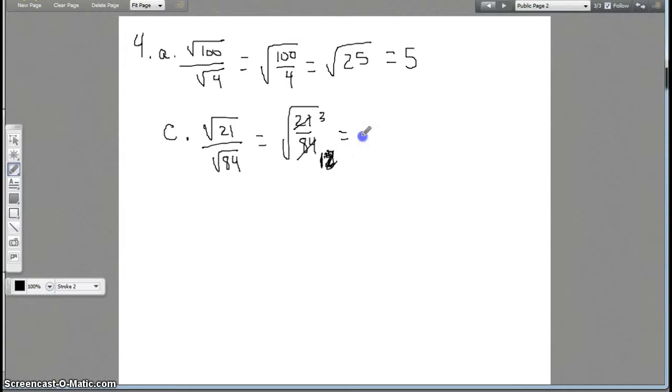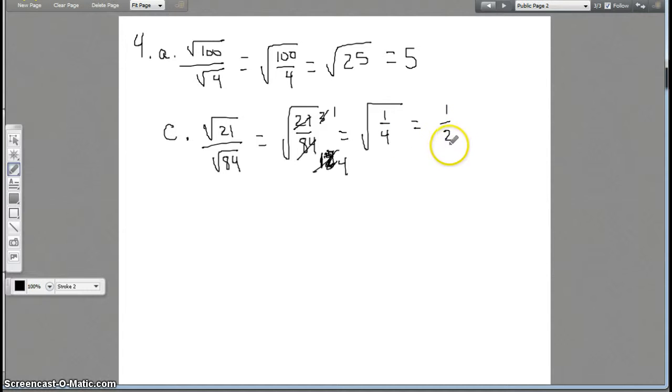And then when we simplify that a little further, we can divide both of these by 3. 3 divided by 3 is 1. 12 divided by 3 is 4. So we have the square root of 1/4, and that is 1/2, because the square root of 1 is 1 and the square root of 4 is 2.